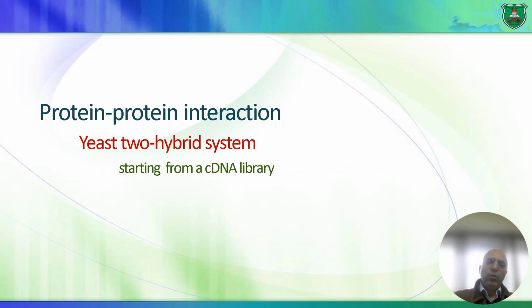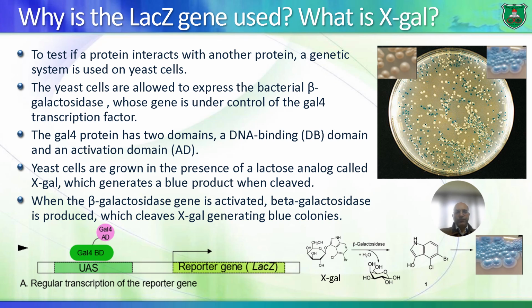So first, I'll give you an introduction. There is a genetic system. There is sort of like a regulatory sequence called UAS. This is like a promoter proximal element, you name it. It's the binding site of a transcription factor. This transcription factor is known as the GAL4.